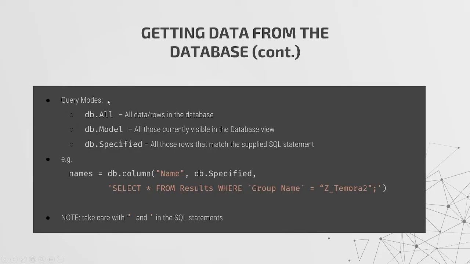So the query mode is one of three options. db.all, that will return all the rows for the column requested from the database. Another option is db.model, and that will return only those that are currently visible in the database view. And the third option is db.specified, and this is where that third parameter, the query string, comes into play. If you type in db.specified, you can then add an SQL statement that will be used to select the rows to be returned. Let's look at some examples of those now.